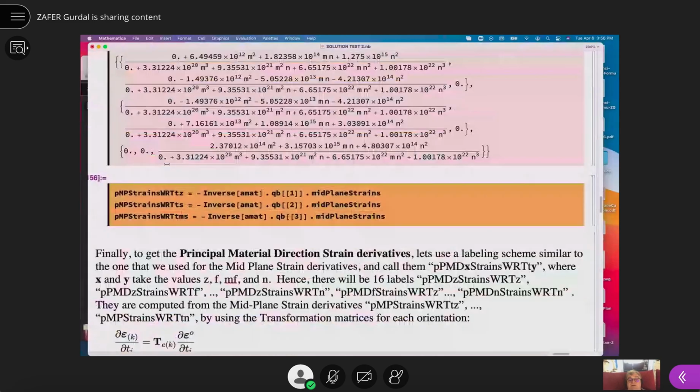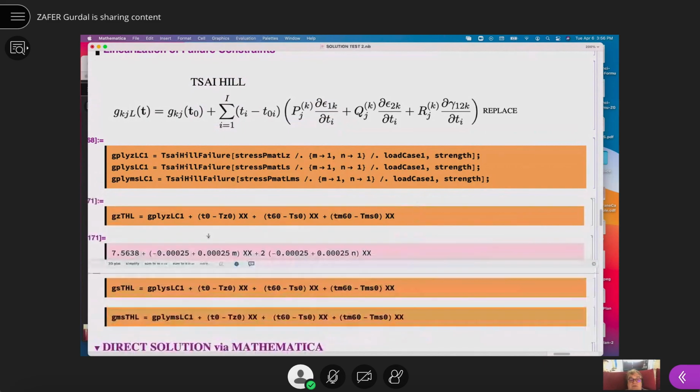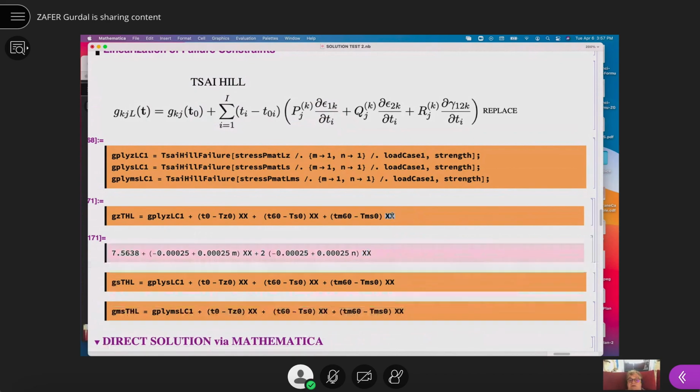So if I actually execute this line, ignore them right now, but if I execute this, what you see is there's some constant with M multiplying X, some other constant with N multiplying this. So these are the things that we need to now figure out what they are.